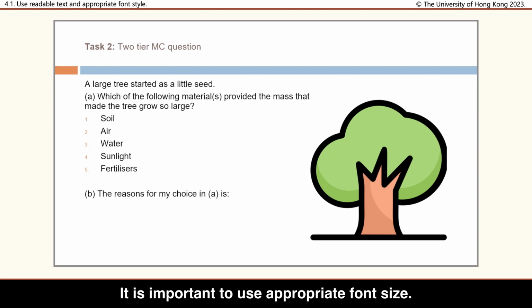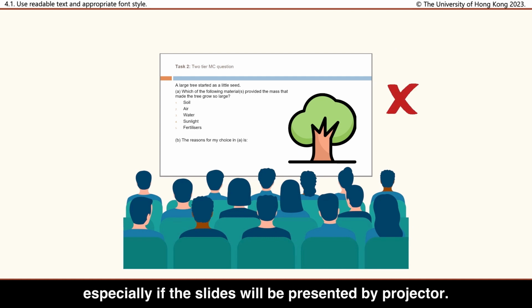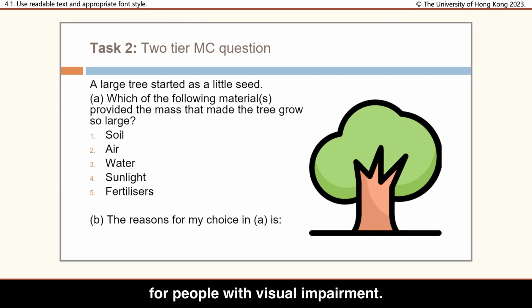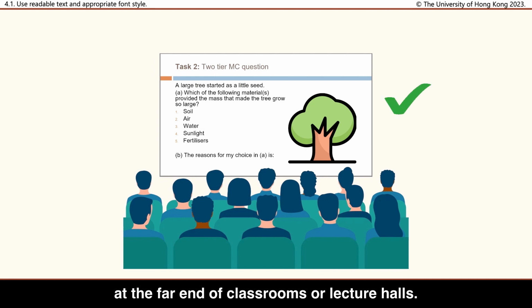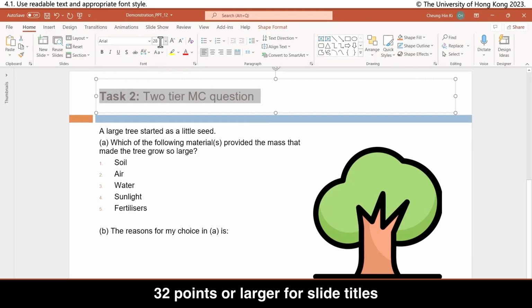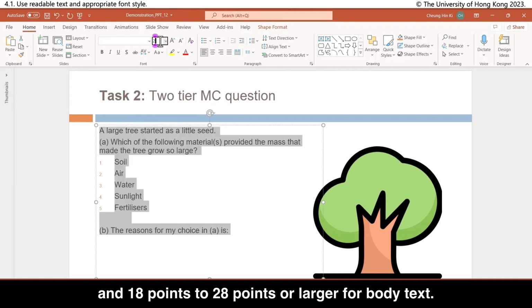It is important to use appropriate font size. Appropriate font size can make the slide text more comfortable and easier to read. The font size should not be too small, especially if the slides will be presented by a projector. Larger fonts would be more accessible for people with visual impairment. It also helps students sitting at the far end of classrooms or lecture halls. It is recommended to use 32 points or larger for slide titles and 18 points to 28 points or larger for body text.